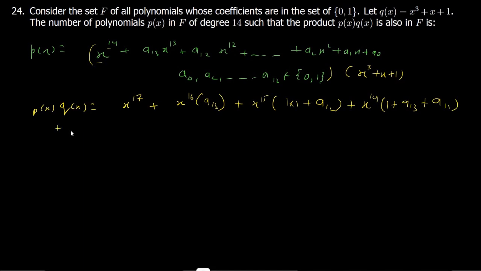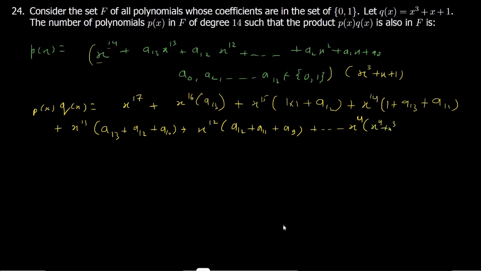And from now on you will see that there will be a consistent pattern. That pattern will be x power 13 coefficient we will get when we are multiplying x power 13 with 1 or x power 12 with 1 or x power 10 with 3. So we will get a13 plus a12 plus a10, plus x power 12 times a12 plus a11 plus a9. If I go on till the last few numbers, then x power 4 I will get a4 plus a3 plus a1.